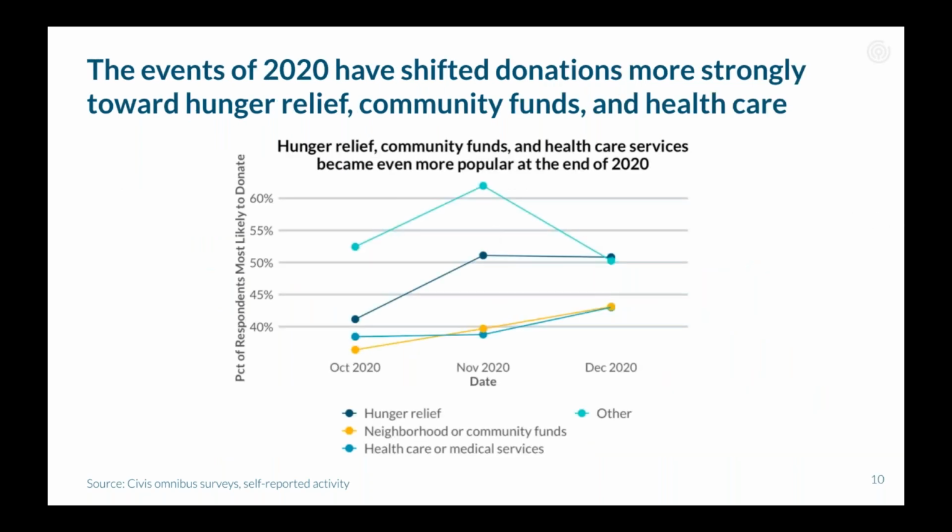We all know that the events of 2020 have shifted many things in our lives, and in particular, we can see that that shift has impacted which causes people have chosen to support and how that's shifted over time. In particular, at the end of 2020, we saw an increase in donations toward hunger relief, neighborhood and community funds, and healthcare and medical services. This isn't surprising, given how we know that people have rallied around their communities as a result of the pandemic and lockdowns. But it does mean that while some organizations have received more grassroots support this year, others might have received less.